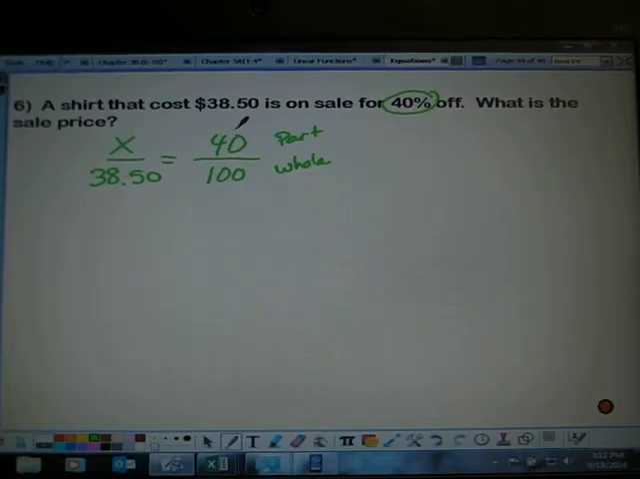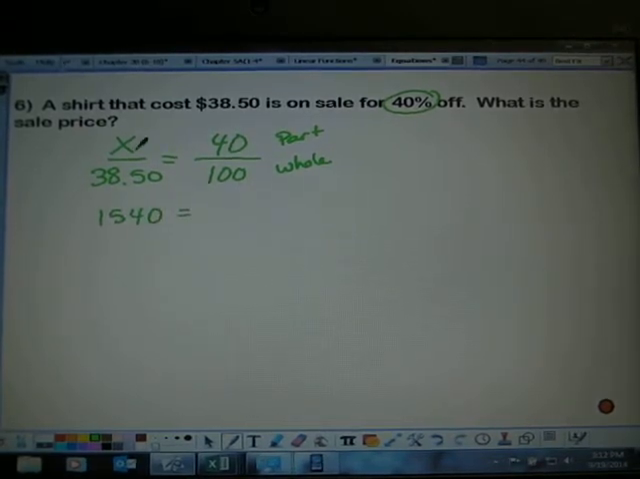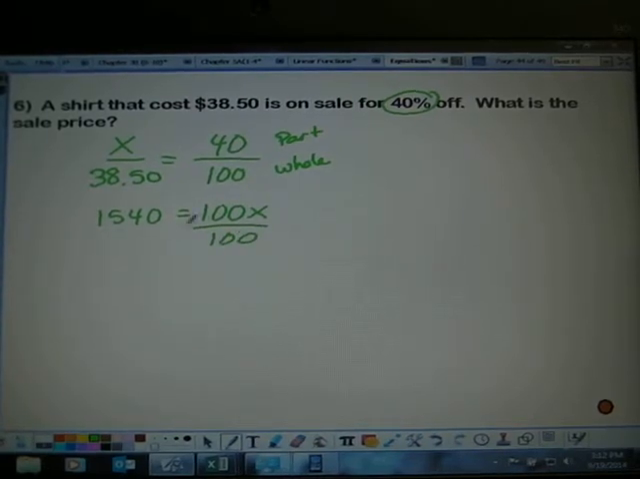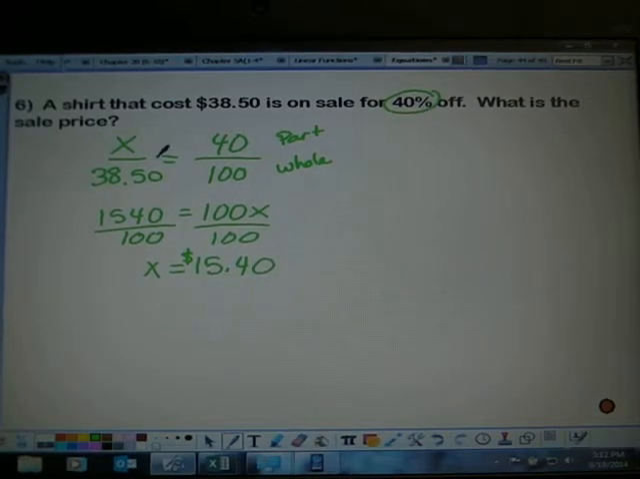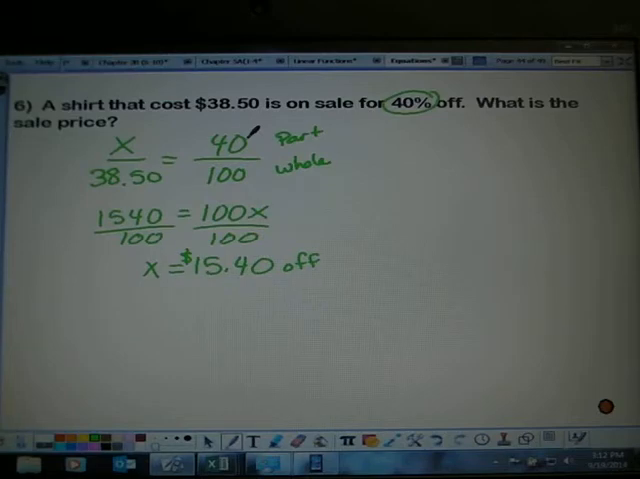38.50 times 40, that gives you 1540. X times 100 is 100x. And then as you divide by 100, you get x equals 15.40. That's money. Now that's the part that they're going to take off, because it's 40% off. This is $15.40 off of the price. So the original cost was $38.50.